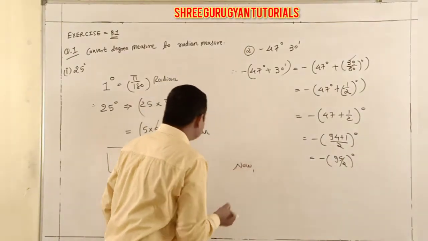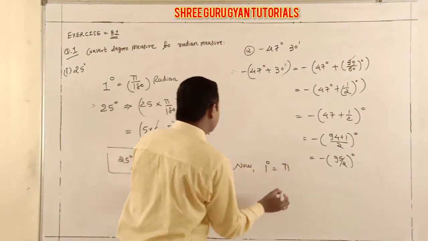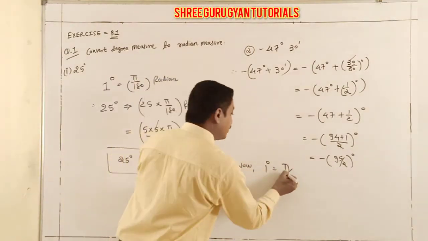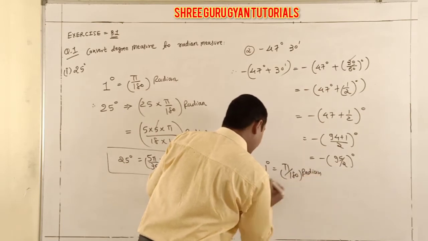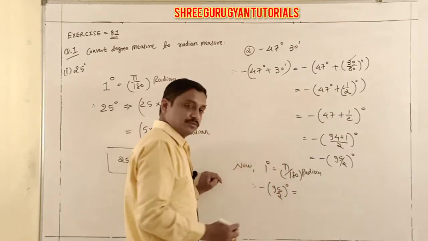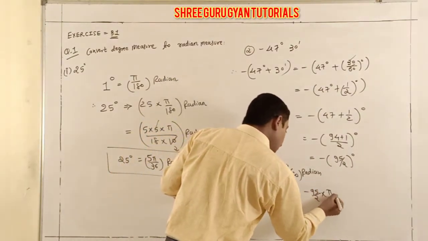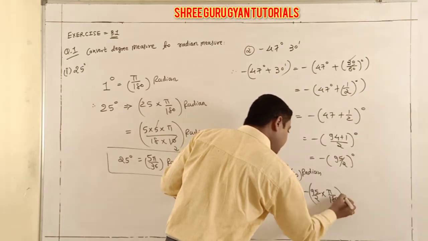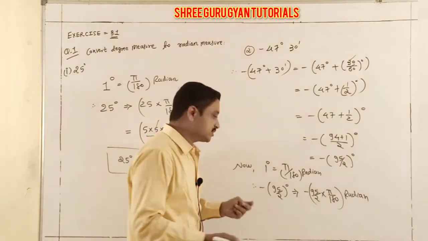Now, this property again we utilize. 1 degree is equal to how many radians? Pi by 180 radian. That's why minus 95 by 2 degree is equal to minus 95 by 2 into pi by 180 radian. It's a very simple calculation, students.